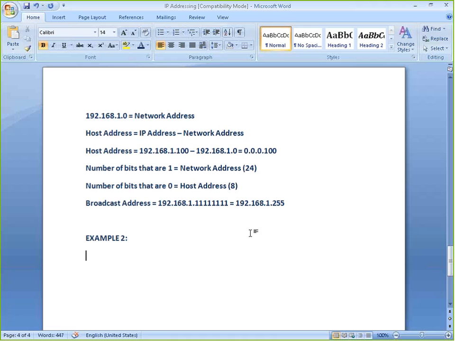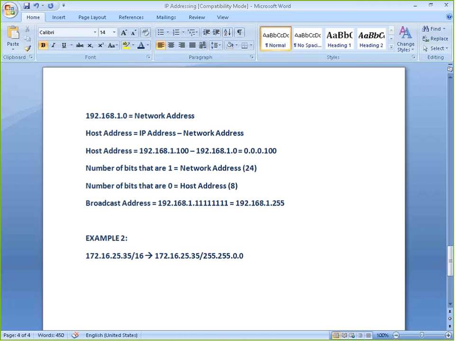So the second example that we have is 172.16.25.35/16. This is what is given to us. Accordingly, if I represent this IP address in decimal notation, it's going to be 172.16.25.35 slash, and the subnet mask could be represented as 255.255.0.0. Do you understand this? Just let me know if you have any doubts.